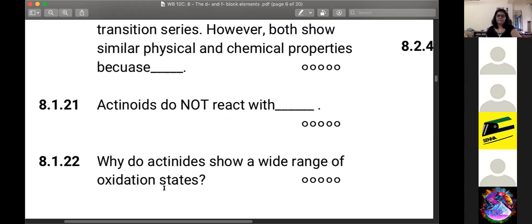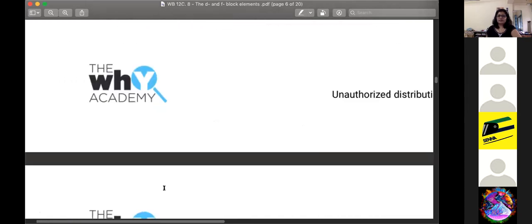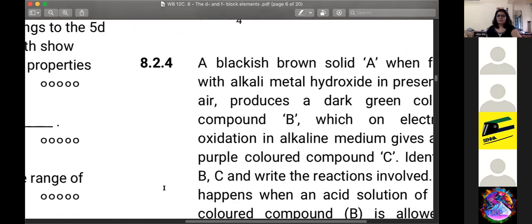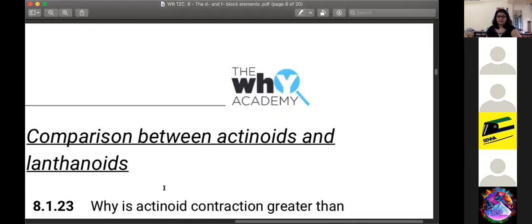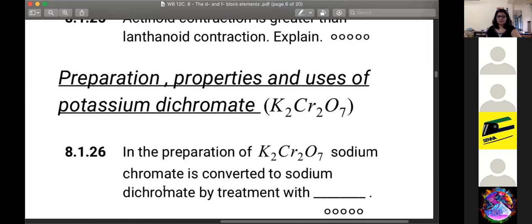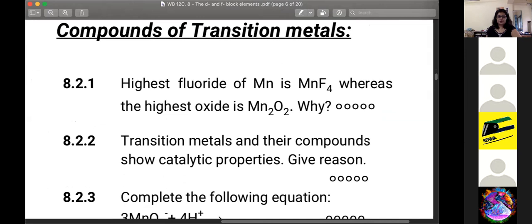Okay. Then again, why do actinides behave this way? Again, you can figure it out with the electronic configuration. Then comparison, and this thing. We look at level 2.